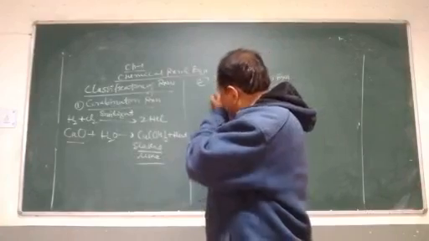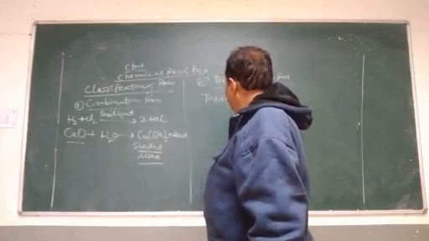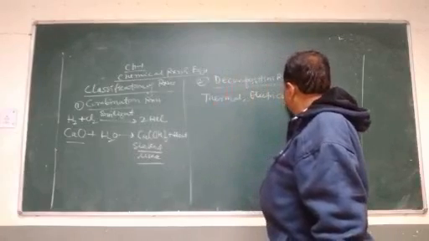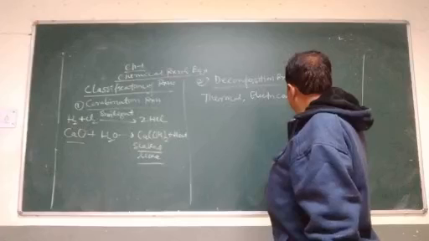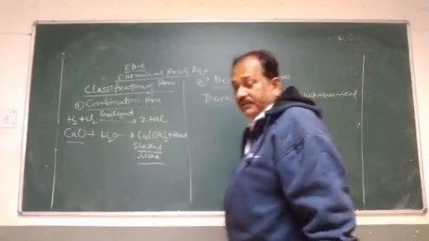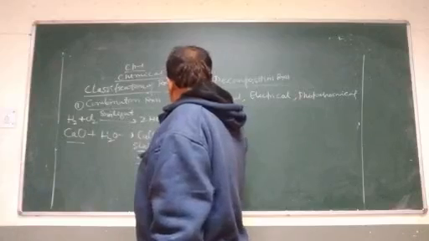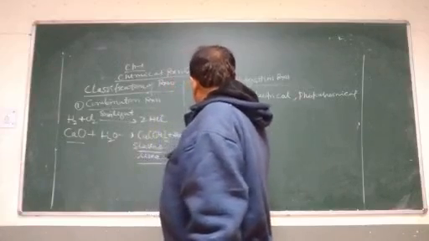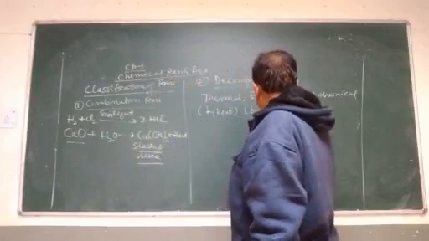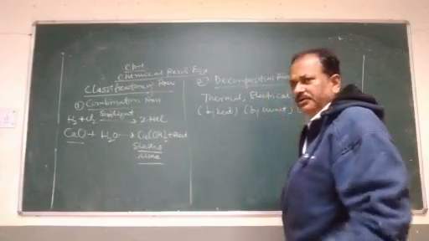So it is of three types: thermal, electrical, and photochemical. Thermal, as the name indicates, by heat. Electrical, by current. Photochemical, by light or sunlight. No need of sunlight.